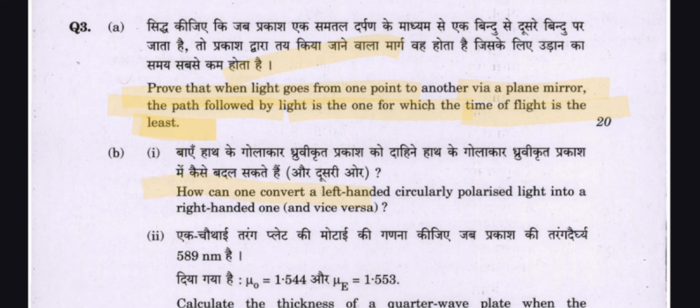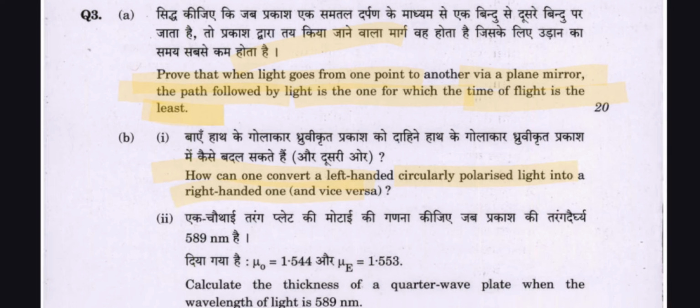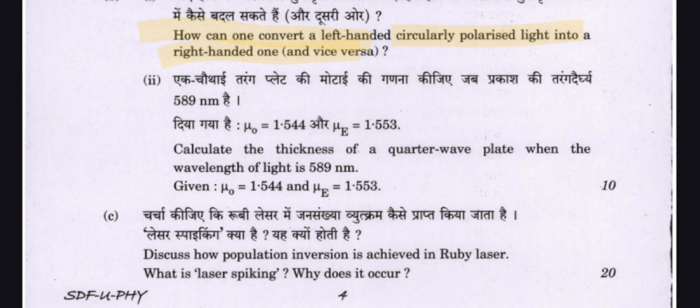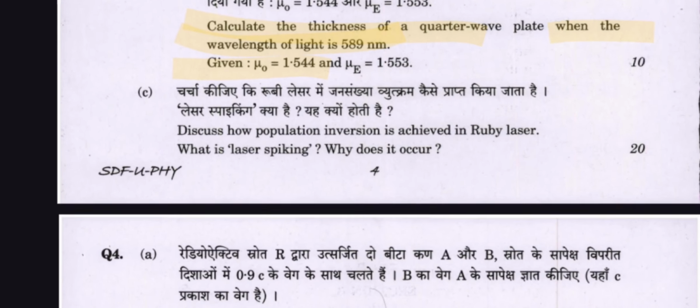How can one convert left hand circularly polarized light into right hand one and vice versa? And question number B2, calculate the thickness of a quarter wave plate when the wavelength of light is 589 nanometers. Given mu o is equal to 1.544 and mu e is equal to 1.553. Question number 3 is here.